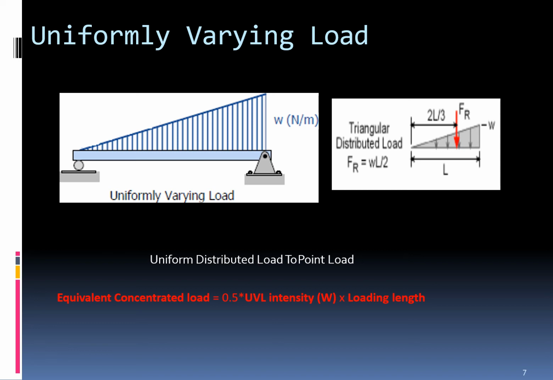It is very important that you convert the UVL to point load. Since it is in the shape of a triangle, the area of the triangle would be the equivalent concentrated load intensity, which is equal to half into UVL intensity W multiplied by loading length, that is WL by 2 you are going to get, and it is going to act at the center of the triangle, which is 2L by 3 from the 0th end and L by 3 from the other end.